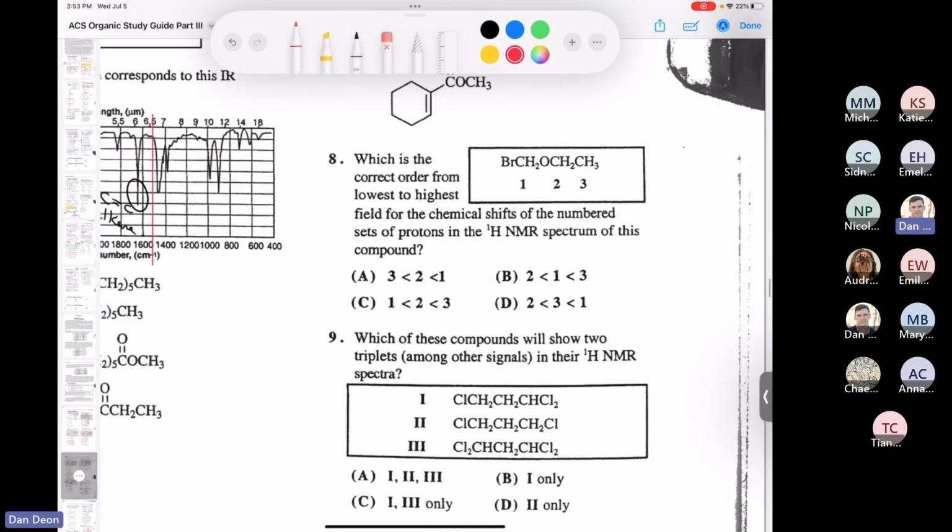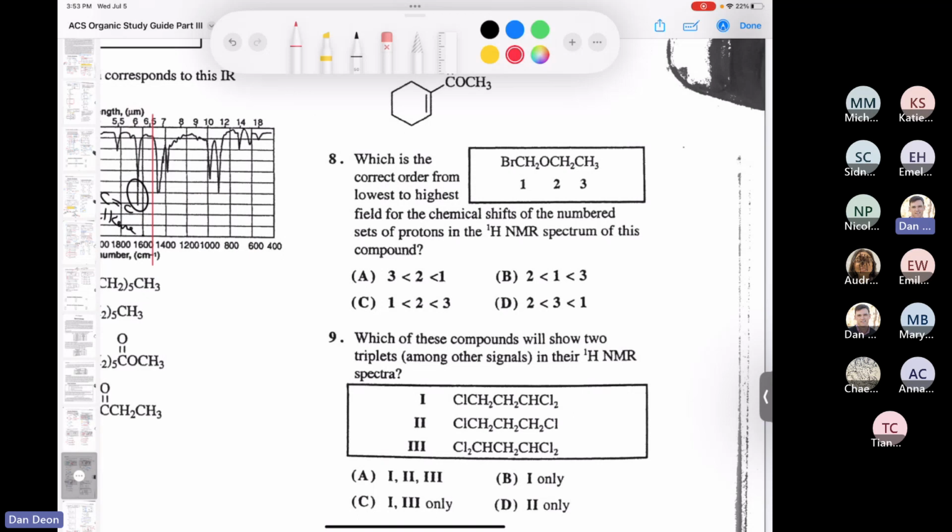Number 8. Now, this is a good question. It says, which is the correct order from lowest to highest field for chemical shifts predicted? I'll just ask you this way: which one of these is going to be the most deshielded? Would it be 1, 2, or 3? Yeah, 1 by far, right? So 1 is going to be the most deshielded.